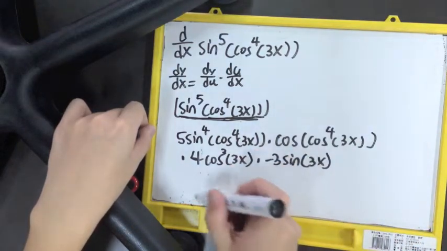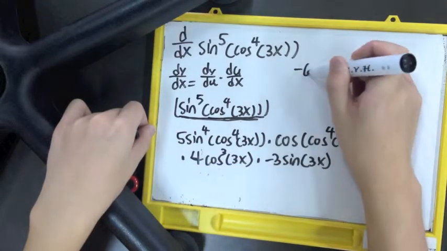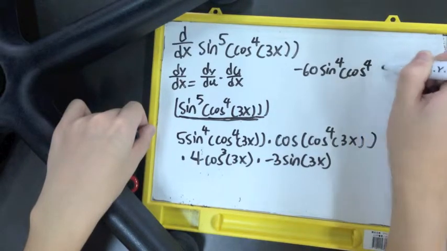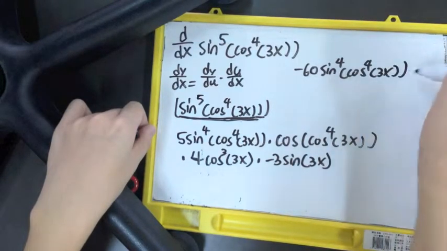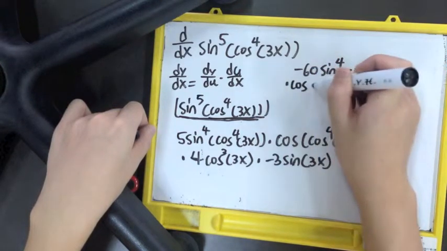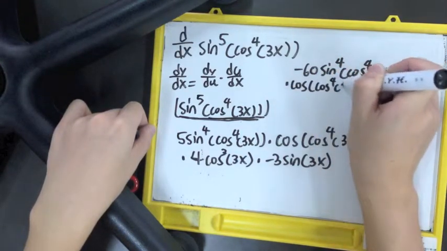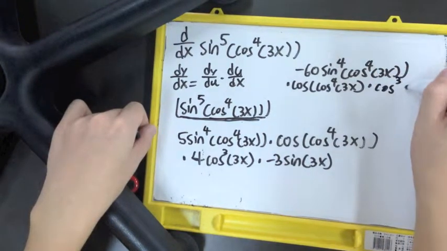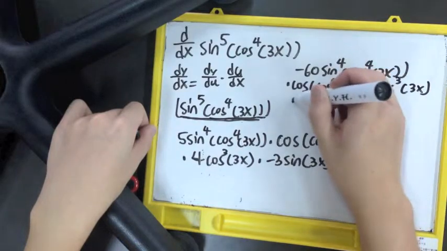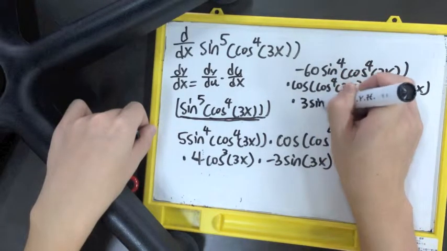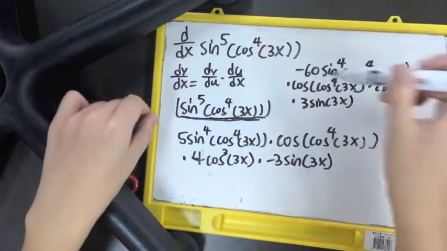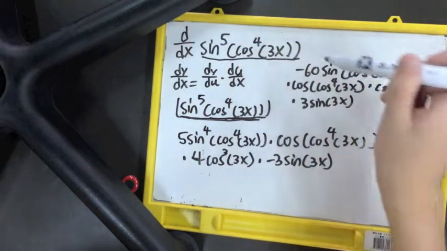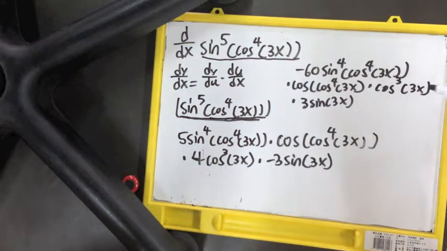And now we're going to rearrange it, so it becomes -60 sine to the 4th of cosine to the 4th of 3x times cosine of cosine to the 4th of 3x, times cosine to the third of 3x, and times sine of 3x. This is basically the derivative of sine to the fifth of cosine to the fourth of 3x.